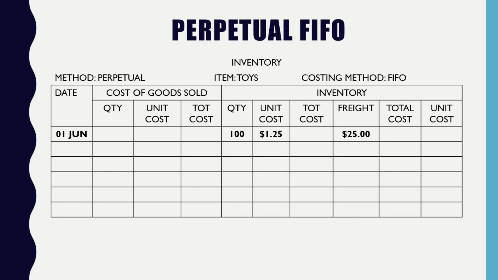So we recognize June 1st, right? We recognize that we made purchases. So if we look at our table carefully, our first 4 columns is going to be dealing with our cost of goods sold. All right. Then the next 6 columns is going to be dealing with our inventory.